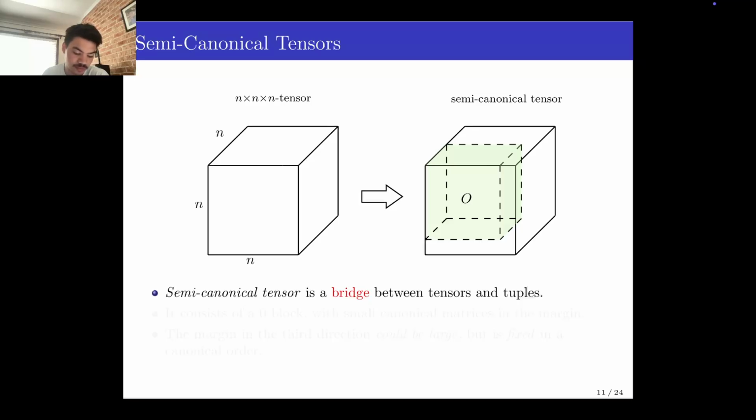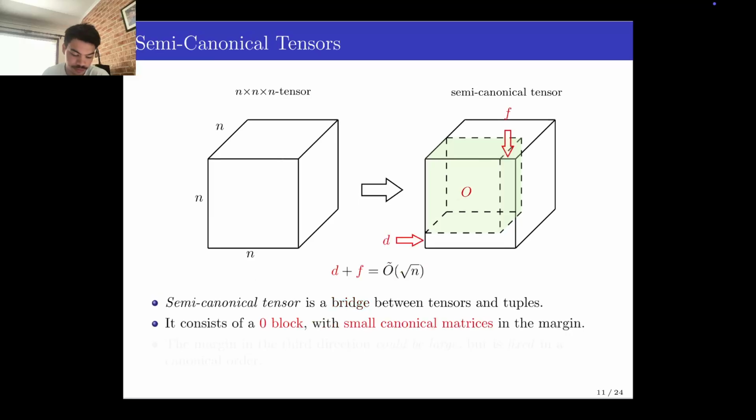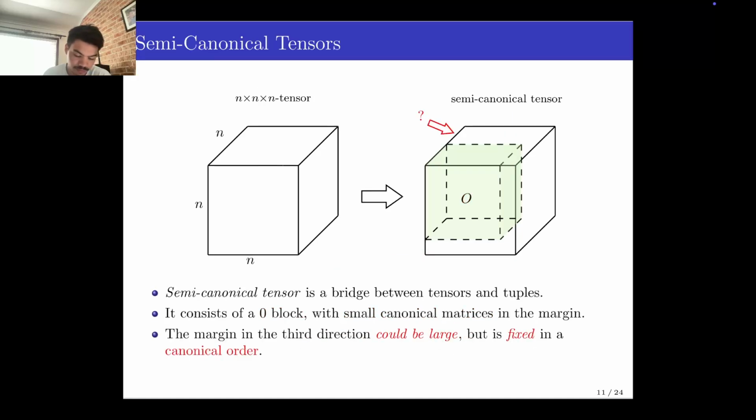In order to make this reduction, we introduced an intermediate object, which we call the semi-canonical tensor, as this bridge between the tensors and tuples. What this looks like is we have this canonical block structure here, where we have this large zero block and these small canonical matrices in the margin. Then in this third direction, we have this relatively large structure, but it is fixed in some canonical order.